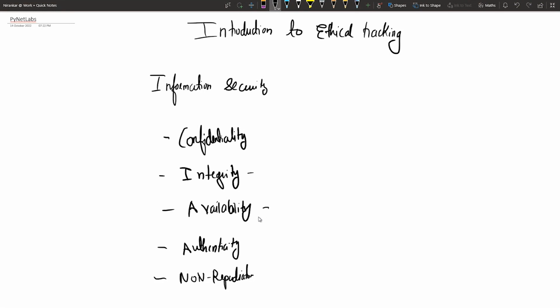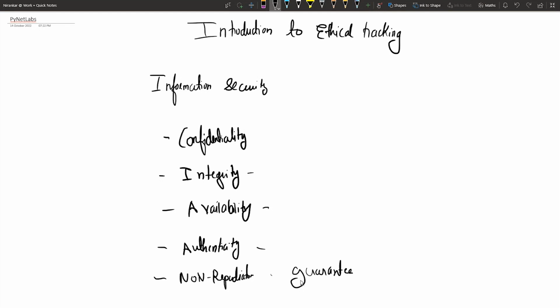Availability requires that the data should be available 24/7. Authenticity refers to the characteristics of communication, documents, and any data that ensure the quality of being genuine. Non-repudiation is a guarantee that the sender of a message cannot later deny having sent it, and the recipient cannot deny having received it. Let's say I'm teaching right now: I cannot deny that I'm teaching, and you cannot deny that you are learning. That is non-repudiation.